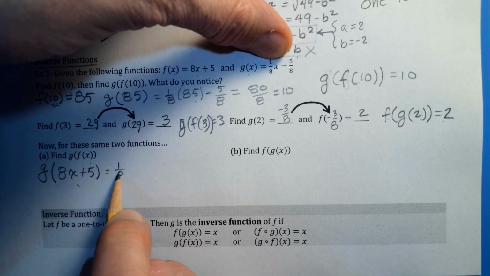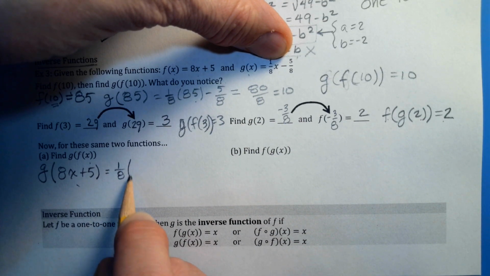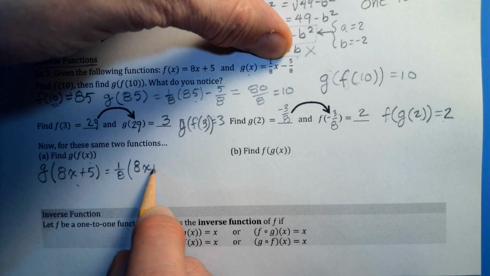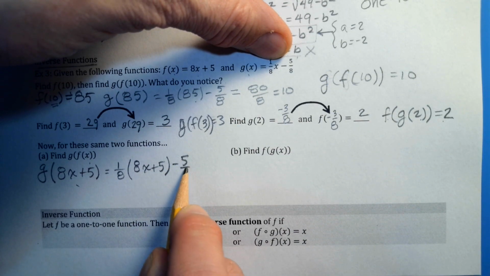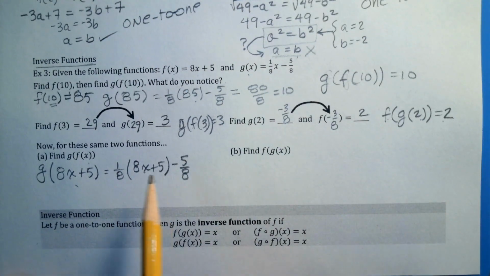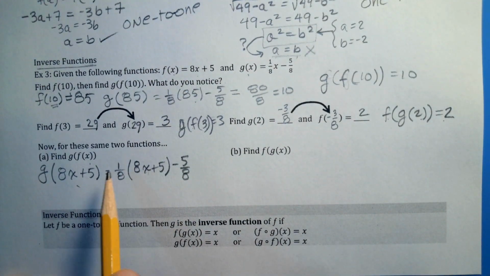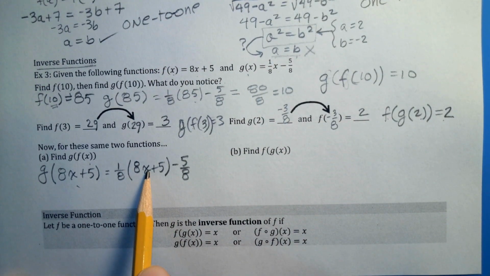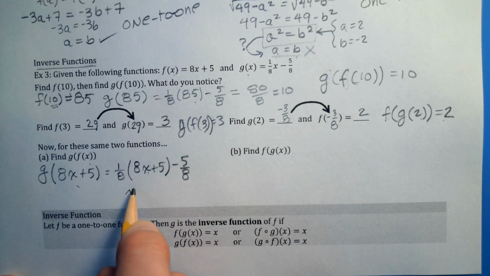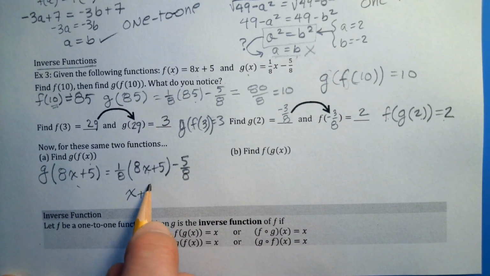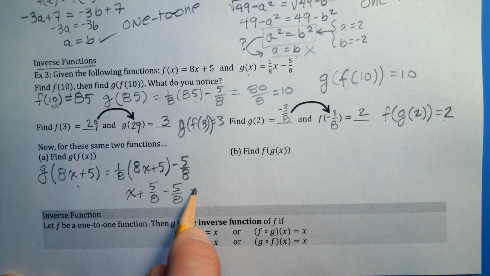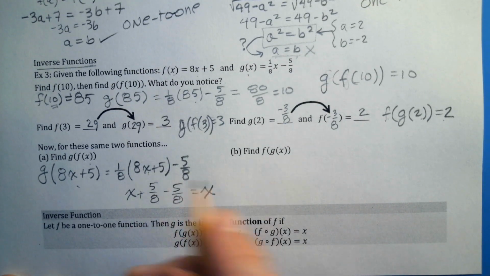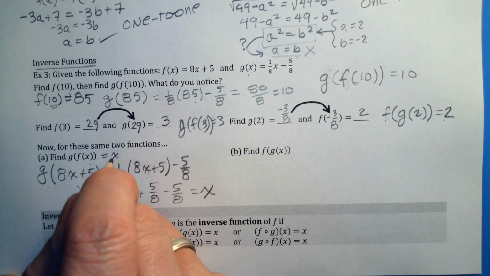So this is 1/8 times 8x plus 5 minus 5/8. All right, so distribute the 1/8 to this. That gives us x, and plus 5 over 8 minus 5 over 8. Notice that's x. So this is just equal to x.